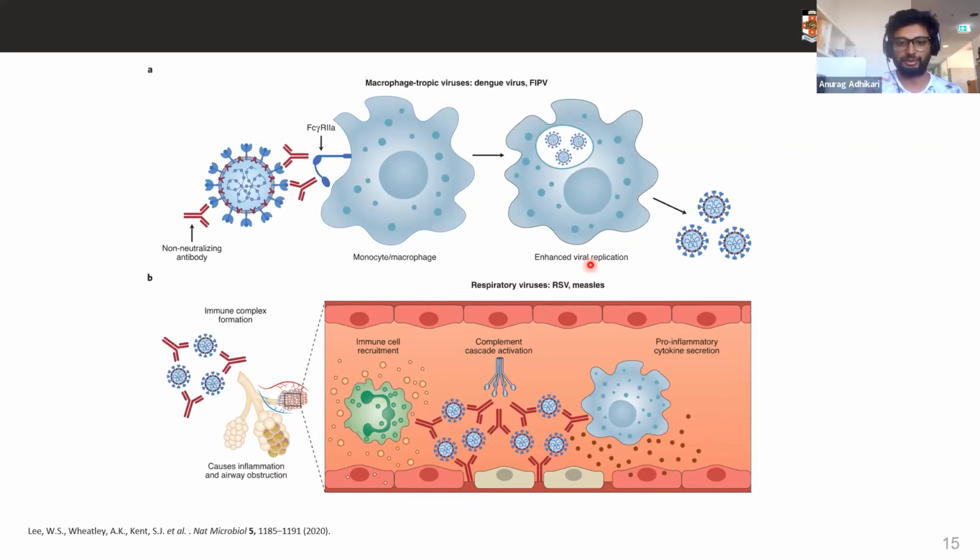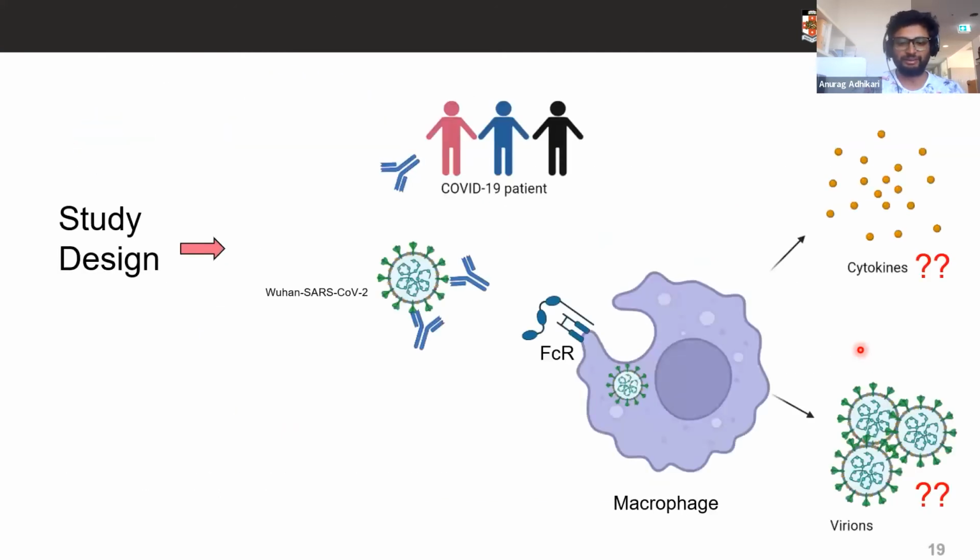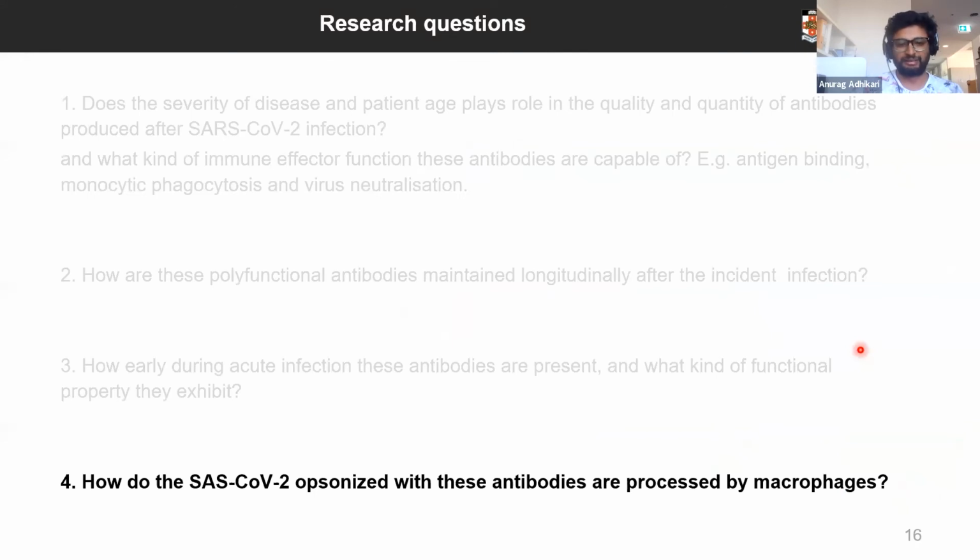It's an ongoing process, but I do have very preliminary data that's very, very limited, I would say. So the question was, if the ADCP is responsible for recruiting, to create a pro-inflammatory scenario early in infection, how would these antibody opsonized viruses be processed by macrophages, and what would be the immune response of these innate cells? That was the question we wanted to ask.